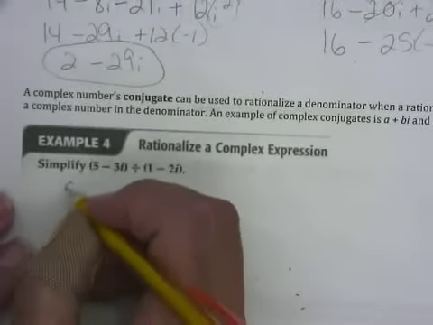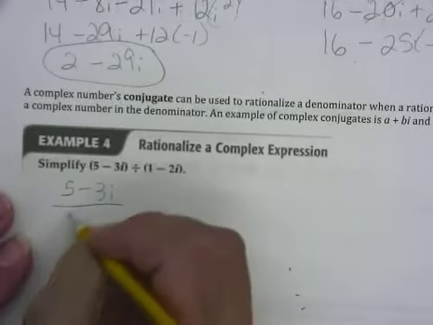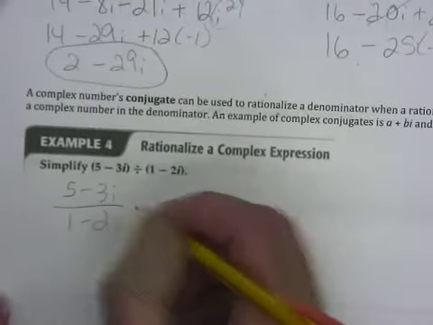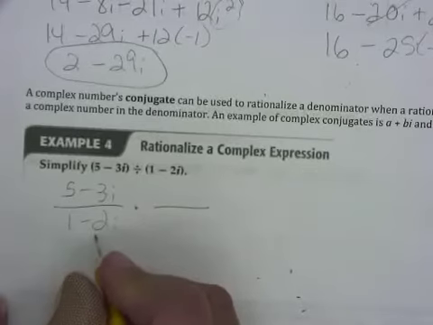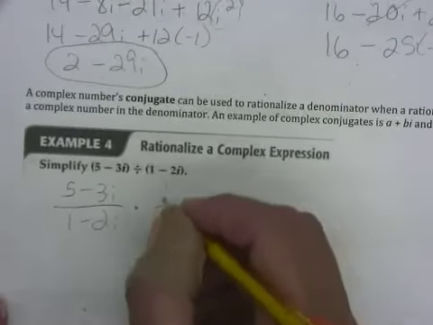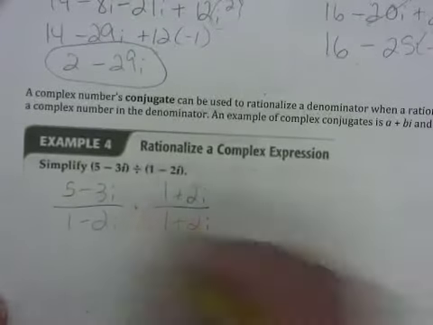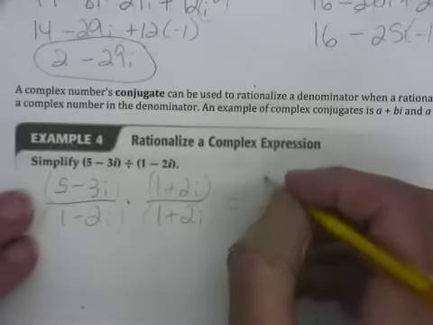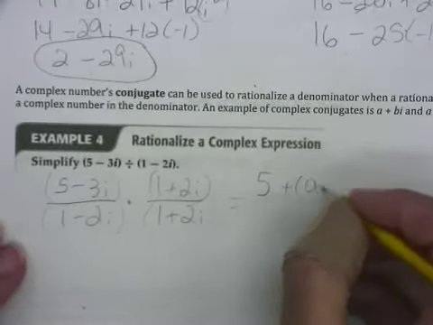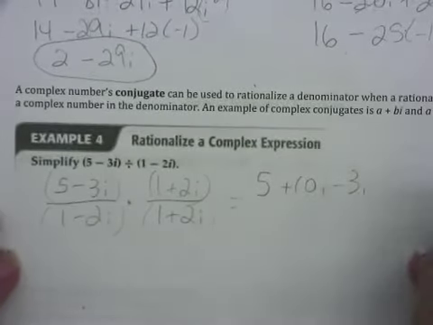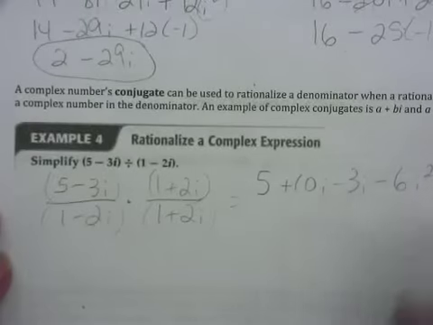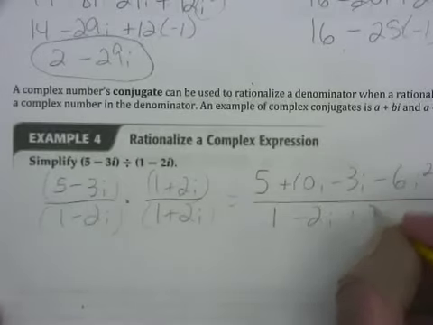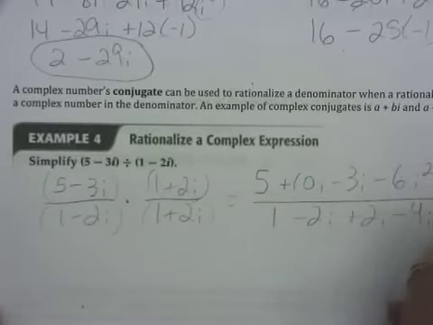And so that's why we use conjugates to rationalize a complex expression where we have a denominator with a complex number. So let's rewrite this as 5 minus 3i over 1 minus 2i. And we're going to multiply the numerator and denominator by the conjugate of this denominator, which is 1 plus 2i. So in my numerator, I have 5 plus 10i minus 3i minus 6i squared over 1 minus 2i plus 2i minus 4i squared.